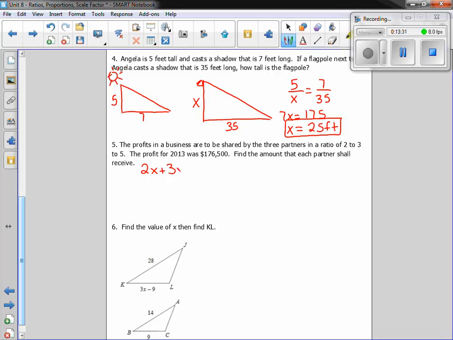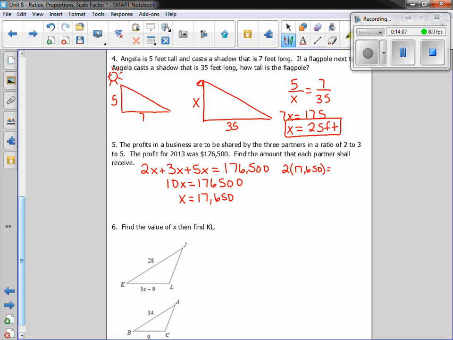2x plus 3x plus 5x is equal to the amount of profit. Altogether, we have 10x. When we divide by 10, we find out that that value that is going to be multiplied times each person is 17,650. We now multiply each person's ratio times the value to get how much each partner shall receive.